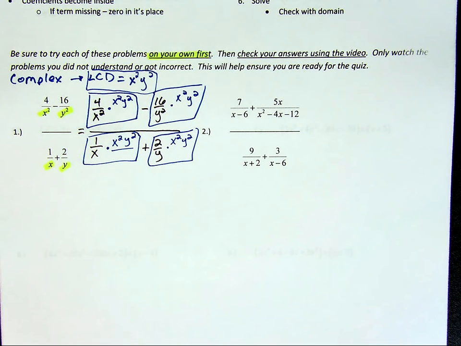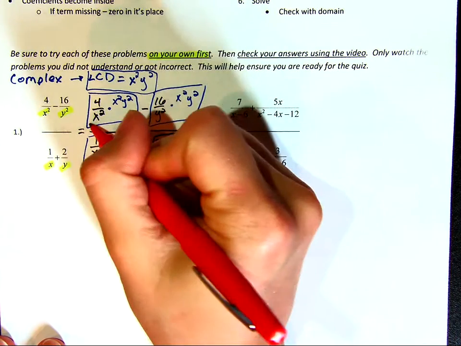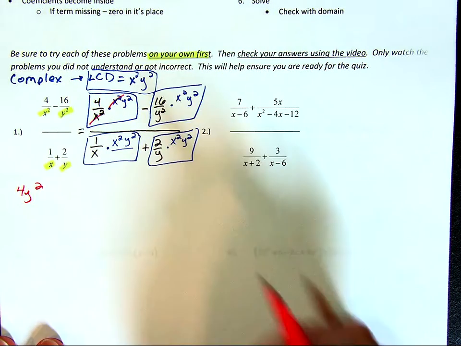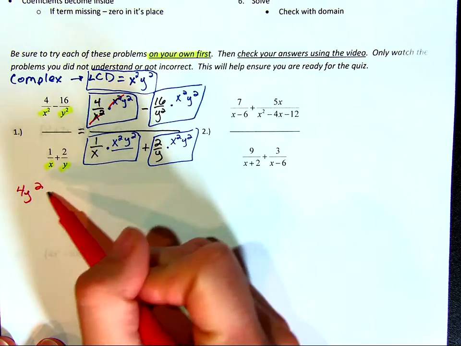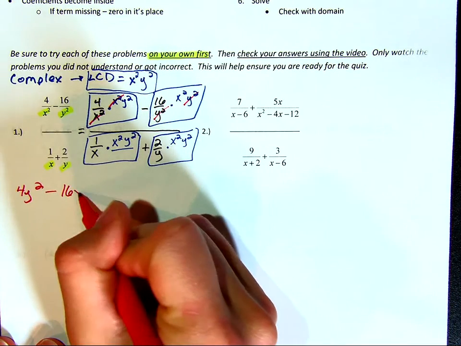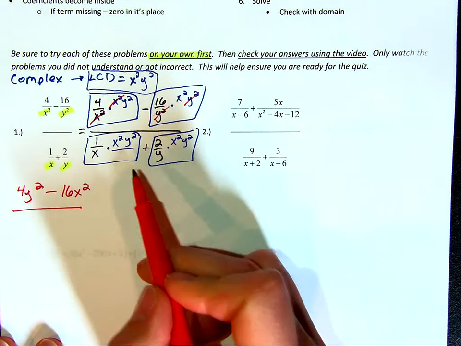So, looking at this first box, the x squareds would cancel, leaving me with a 4y squared. Bring down your minus sign. Here the y squareds would cancel, leaving me with a 16x squared. Then we look at the bottom.